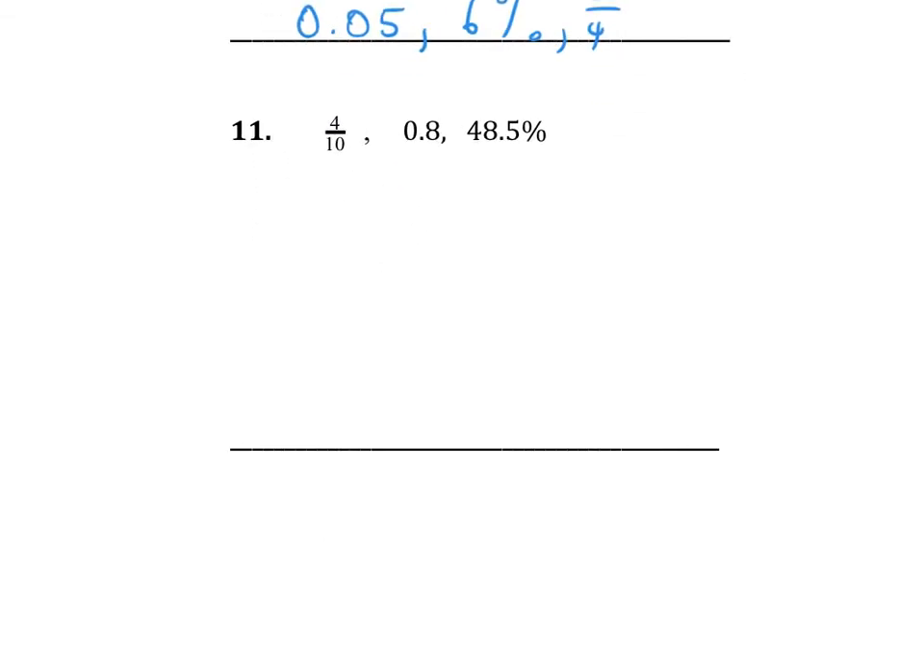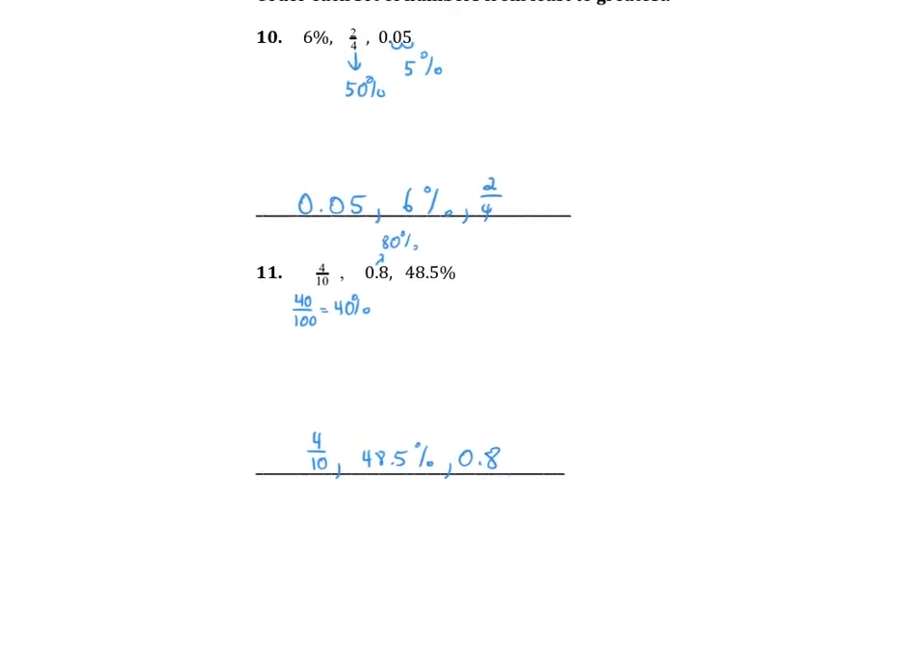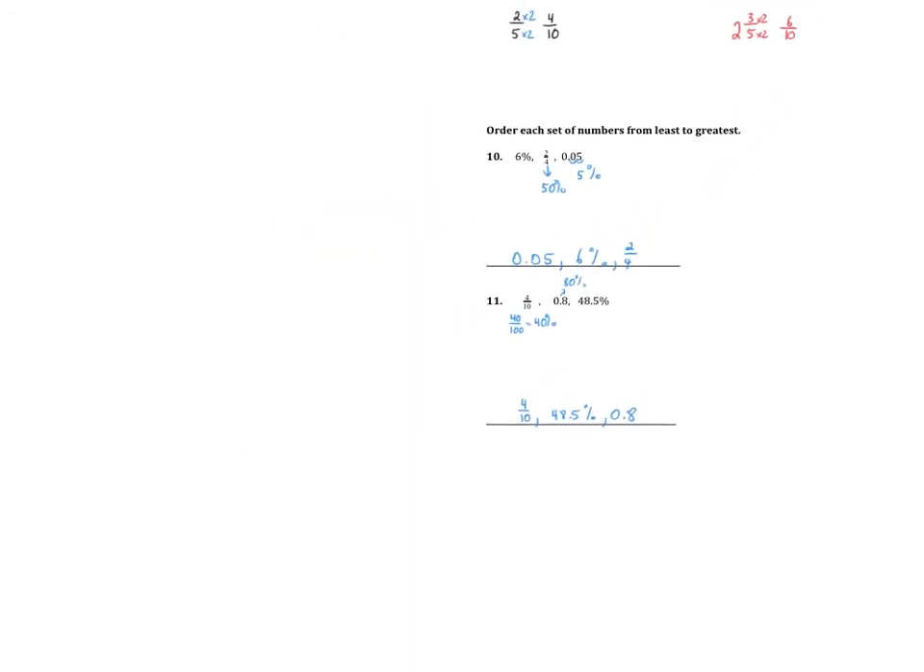Let's do our next one here. 4/10 is 40 out of 100, which I know is 40%. 8/10 would be 80% because I moved that decimal 2 times. So now I can put them in order. 4/10, then I have 48.5% and 0.8. You could have switched yours a different way as long as you got the same answer.